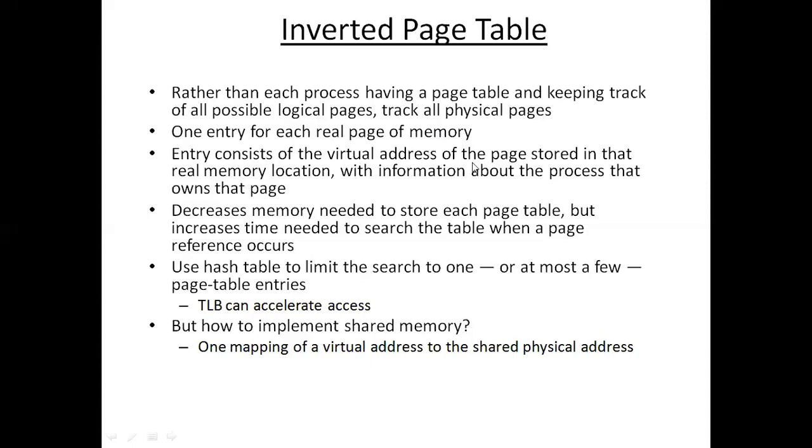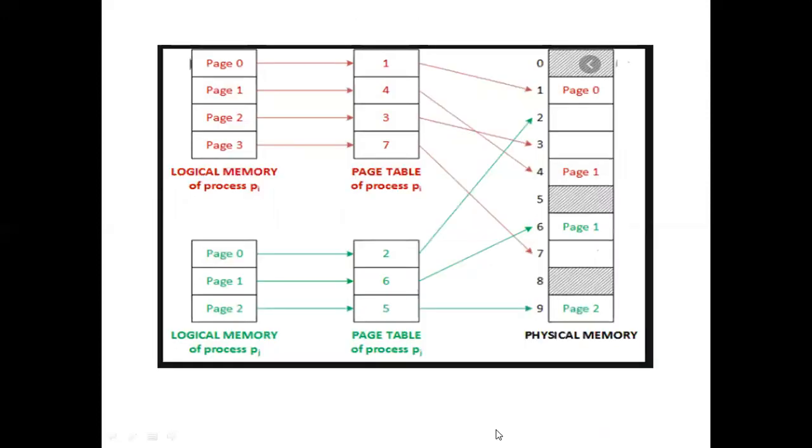Each entry consists of the virtual address of the page stored in that real memory, with information about the process that owns that page. This decreases the memory needed to store each page table, but increases the time needed to search the table when page references occur. Use a hash table to limit the search to one or at most a few page table entries. So what it means is, take this example.